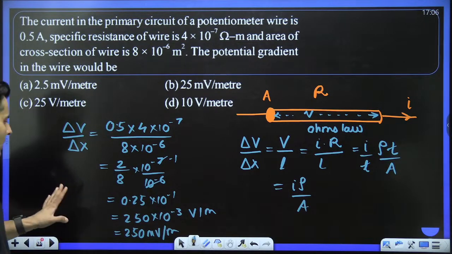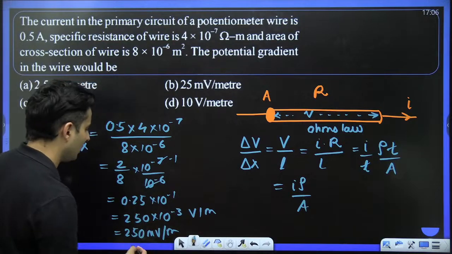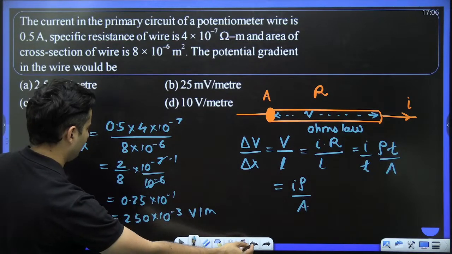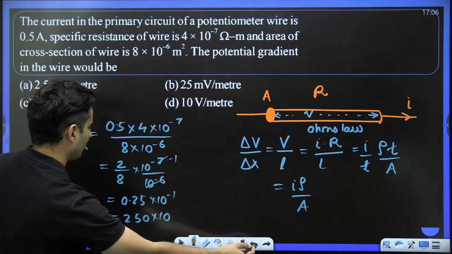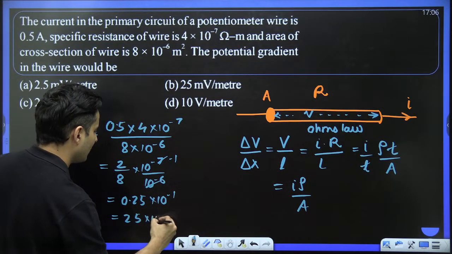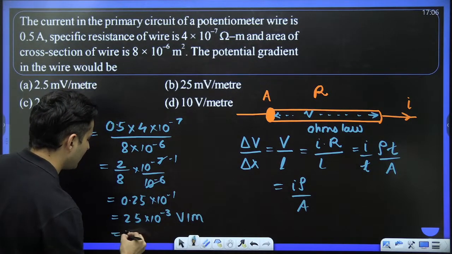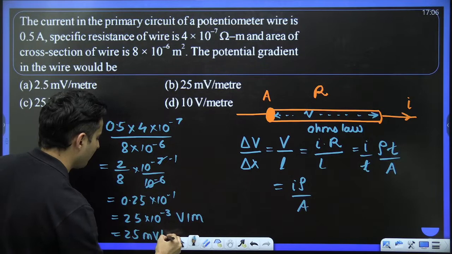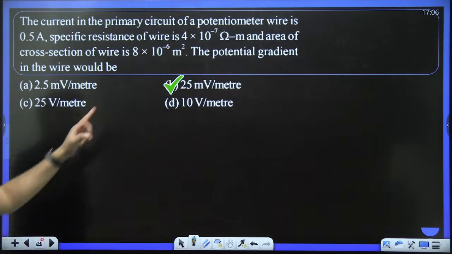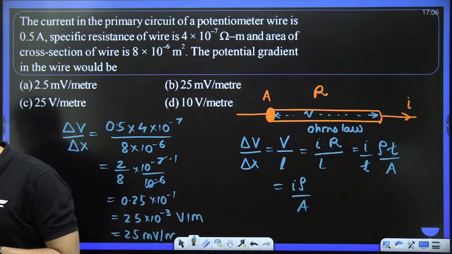Sorry, my bad. 25, not 250. I mistakenly wrote 250. Yeah, 25 into 10 to the power minus 3 volts per meter. So that is 25 millivolts per meter. I think that should be the answer. Yes, option B, of course. Is that clear? Everyone with me on this?